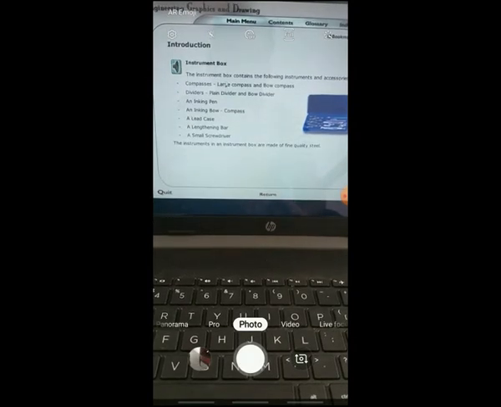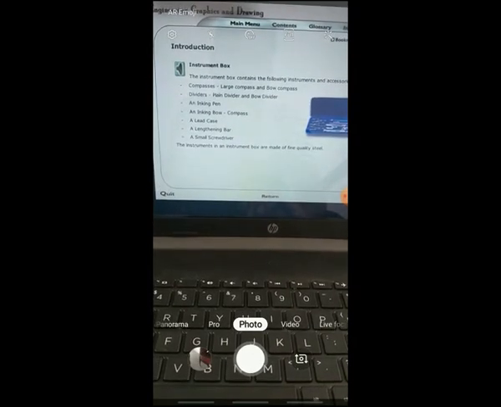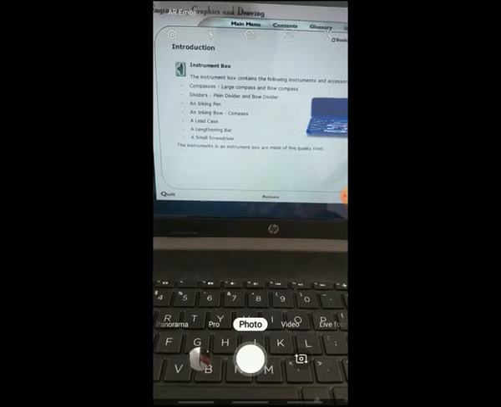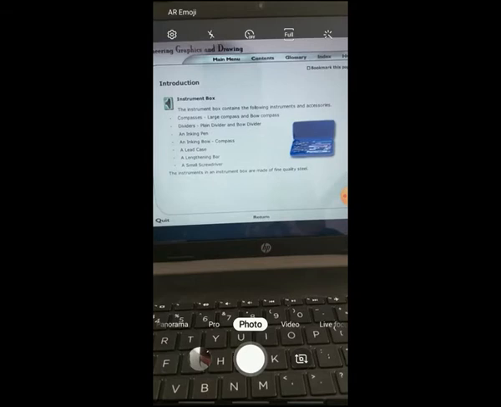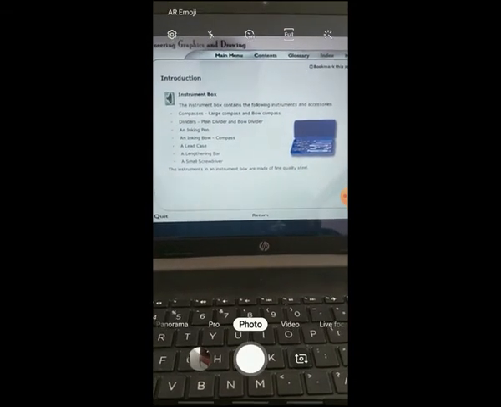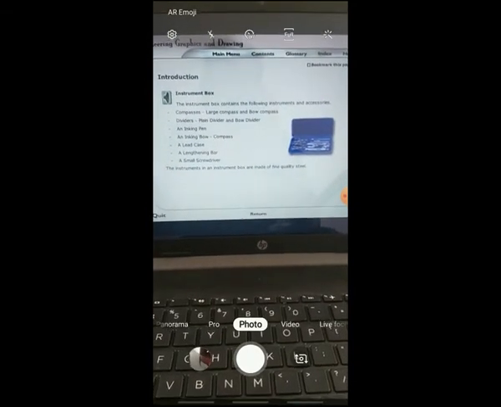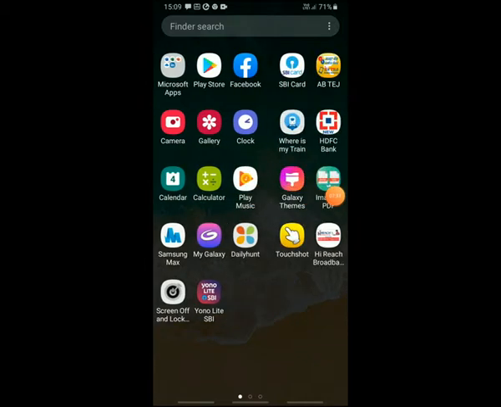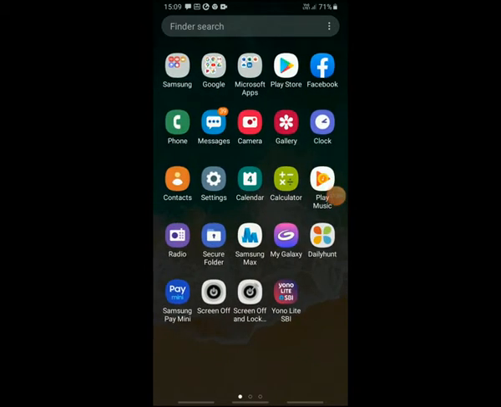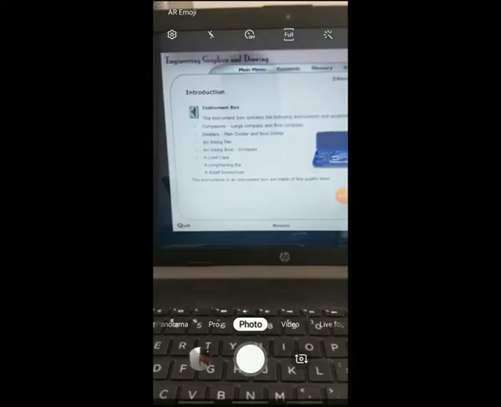Instrument box. The instrument box contains the following instruments and accessories. Compasses: large compass and bow compass. Dividers: plate divider and bow divider. An inking pen, an inking bow compass, a lead case, one screwdriver. The instruments in an instrument box are made of fine quality steel.